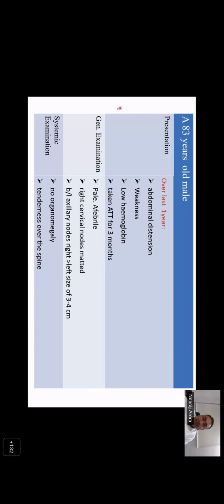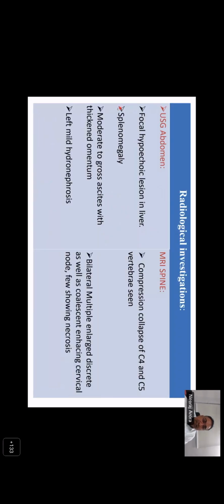This was an 83-year-old male who presented over the last 1 year with abdominal distension and weakness. There was low hemoglobin, and the patient was taking antitubercular treatment for 3 months. On examination, he was afebrile, and there were cervical matted nodes of the size 3 to 4 centimeters. There was no organomegaly. There was slight tenderness over the spine. This is an 83-year-old male.